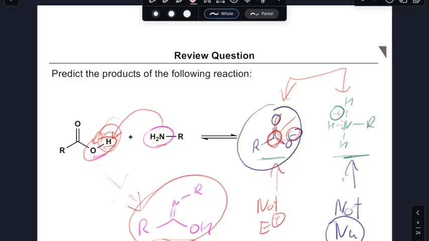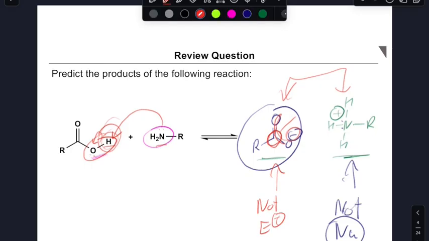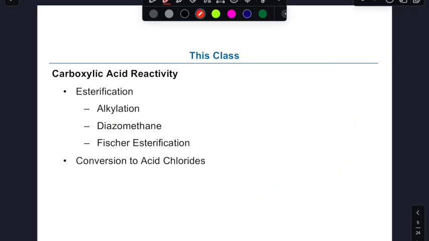In fact, if we really wanted this reaction to work, to do something where we're maybe making a carbon-nitrogen bond, we need a whole other series of reactions, and that's what we're going to discuss today. This is carboxylic acid reactivity, where we're reformatting the carboxylic acid into different structures.